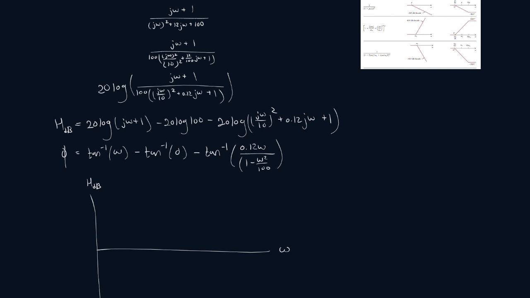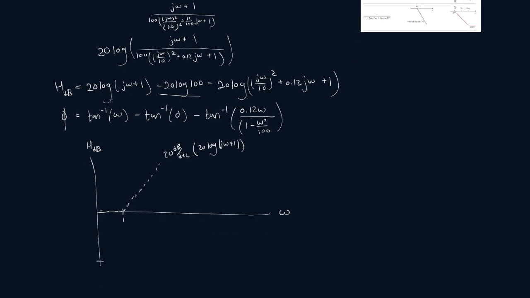So at 1, it goes like this, and then it has a slope of 20 decibels per decade. And this is just 20 log of jw plus 1. Then what's next? Then we have minus 20 log of 100. So put that in your calculator, and that should give you minus 40. So at minus 40, we have this straight line.